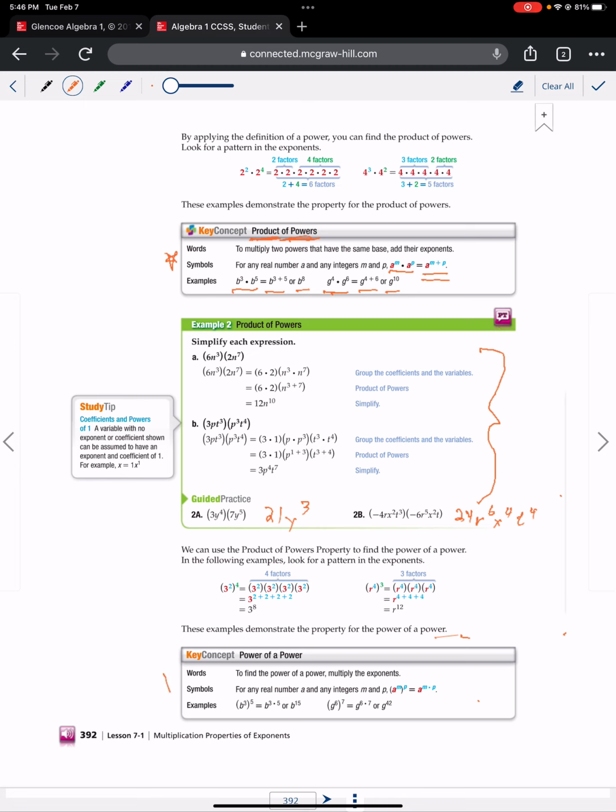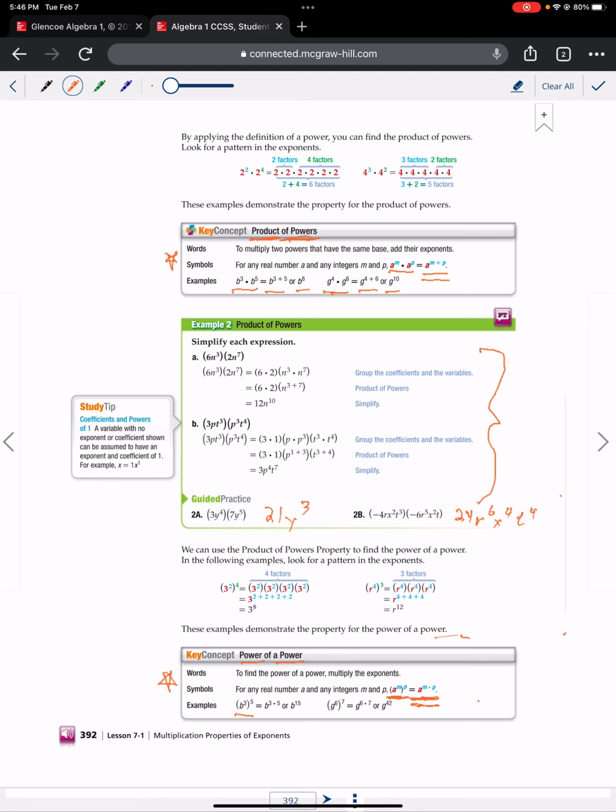The next key concept is called the power of a power. So what happens when I have a base with an exponent, raised to another exponent? A power of something that already has a power on it. This is the example right here. If I have a to the m, all raised to the p power, I now multiply those exponents and keep the same base. A is my base, but I can just multiply the exponents.